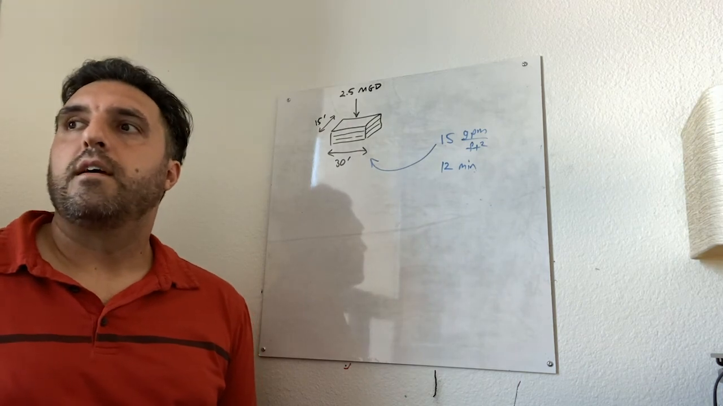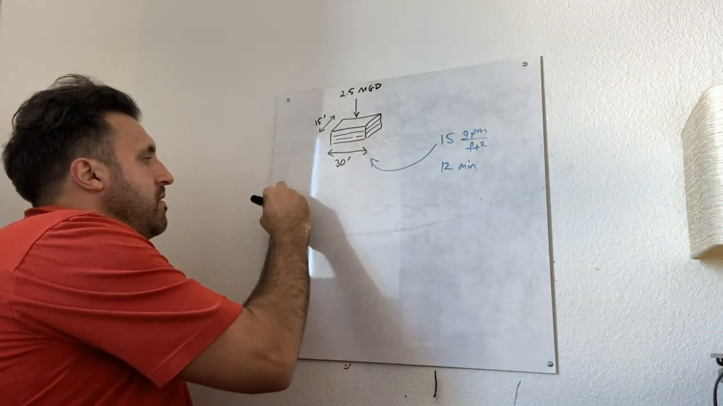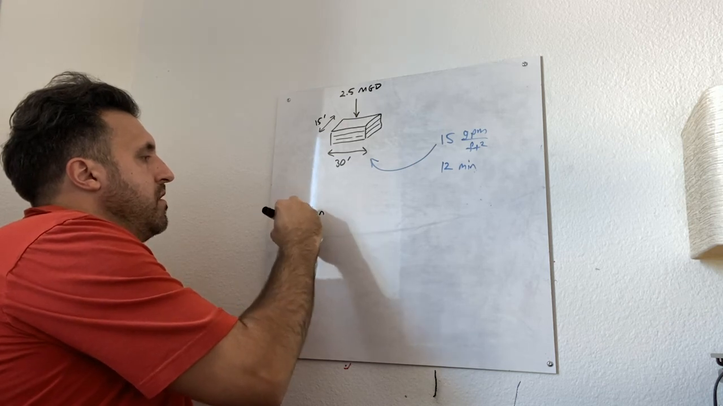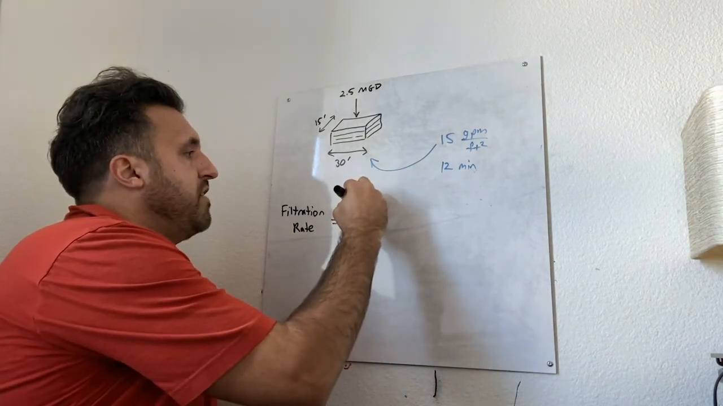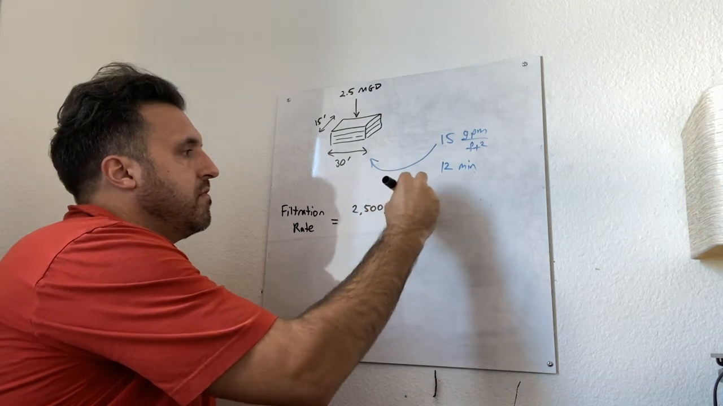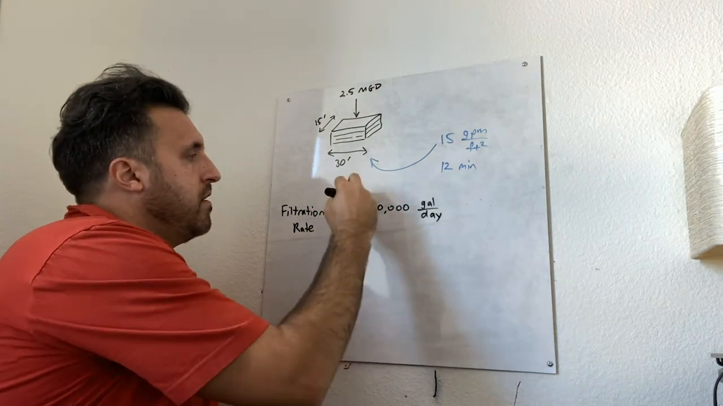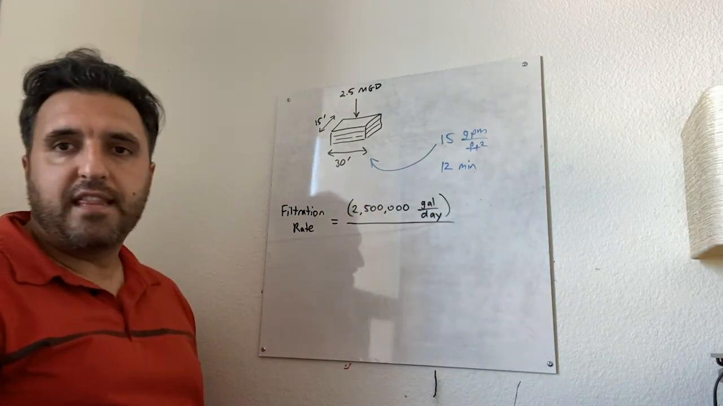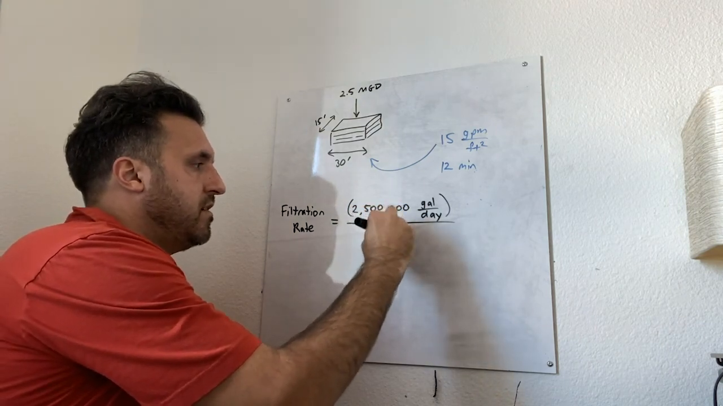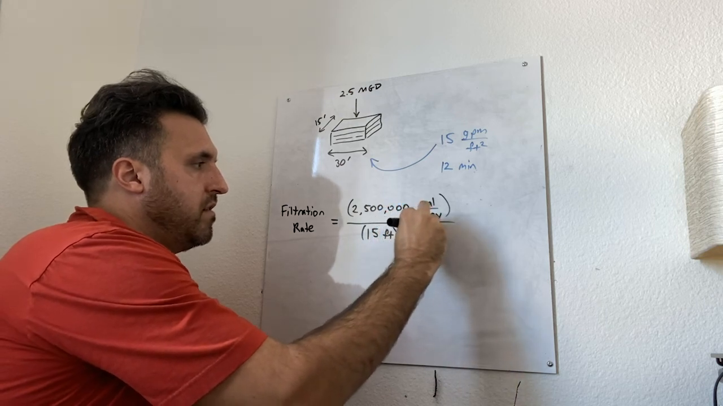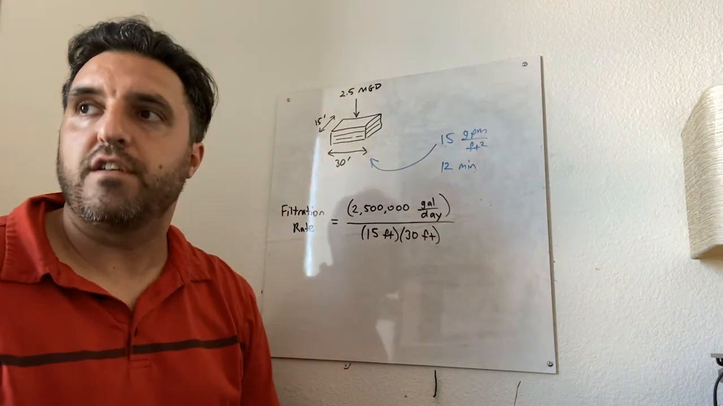So to calculate the filtration rate, we want to look at the volume or the flow rate of water treated, which is 2.5 million gallons per day, and we're going to divide that by the dimensions of the filter, 15 feet by 30 feet, to express this as a flow rate per unit area of the filter. So that would be the filtration rate.